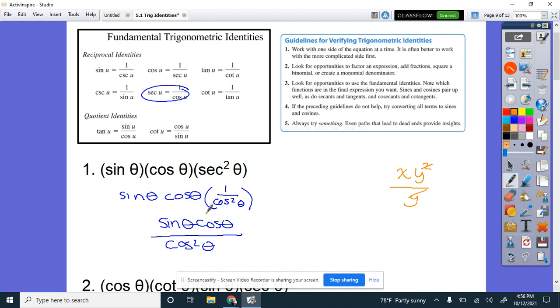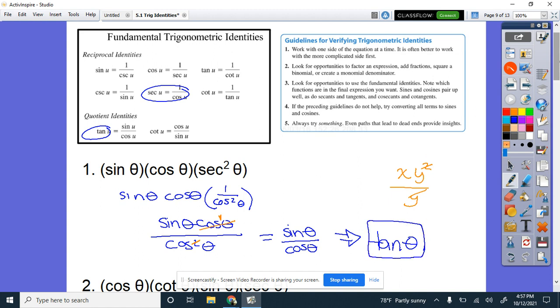So I see that on the top I have 1 cosine, and I have a cosine squared on the bottom. So I can cancel out 1 cosine at the top and 1 cosine on the bottom. Doesn't mean they both go away. In this case, I'm going to have sine theta divided by 1 cosine theta. And now, can I rewrite sine theta over cosine theta? Go ahead and look at your identities and see which one matches. Yeah, exactly. So it's going to be tangent theta as our final answer, and that is the most simplified form.